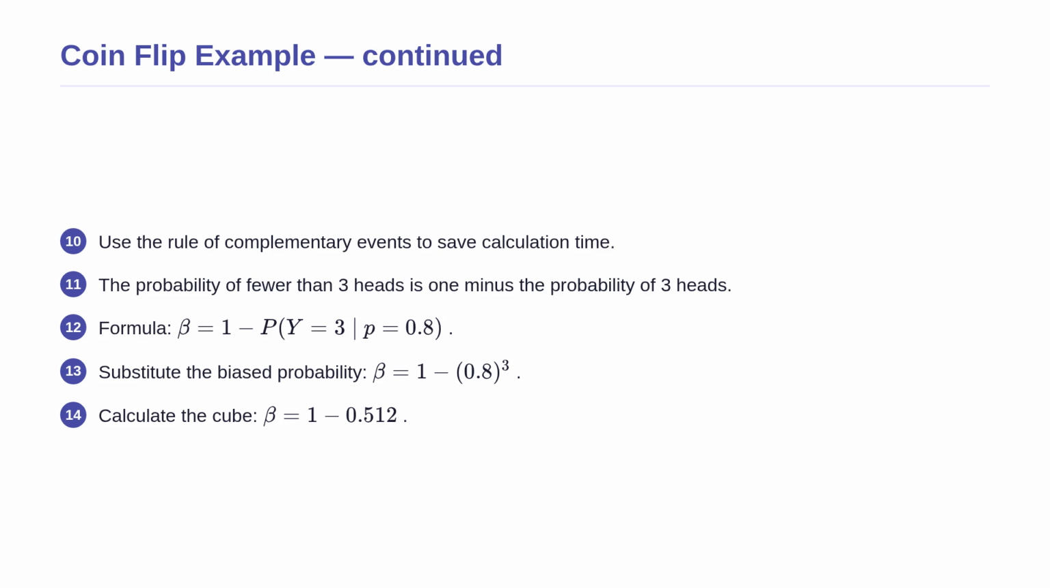We substitute the biased probability of 0.8 into our equation, so we need to calculate 1 minus 0.8 cubed. 0.8 to the third power gives us 0.512. This simple subtraction will give us our final probability much faster.